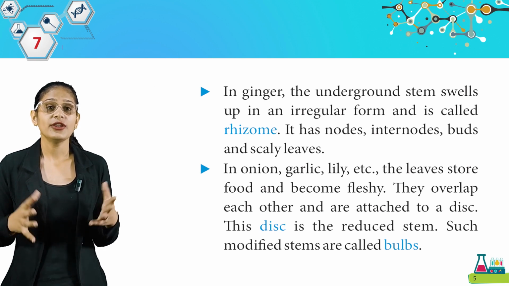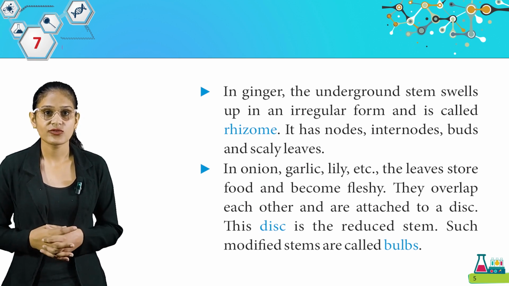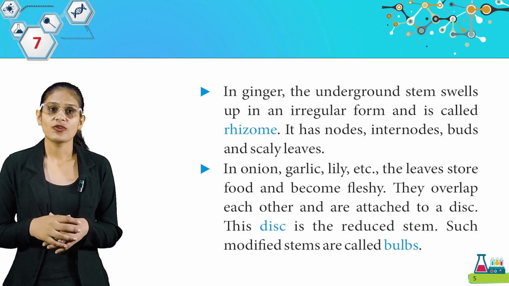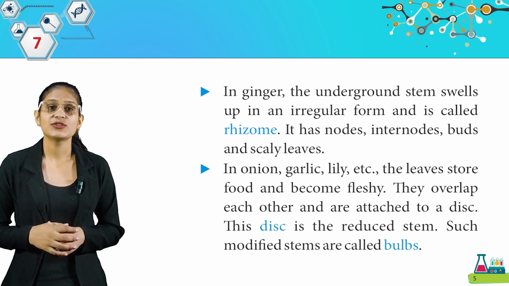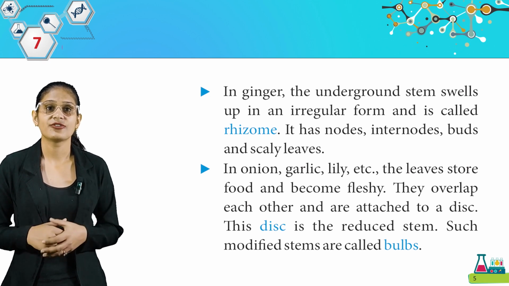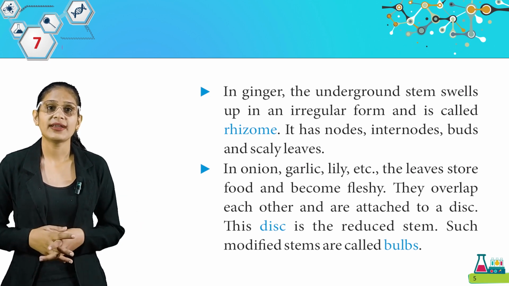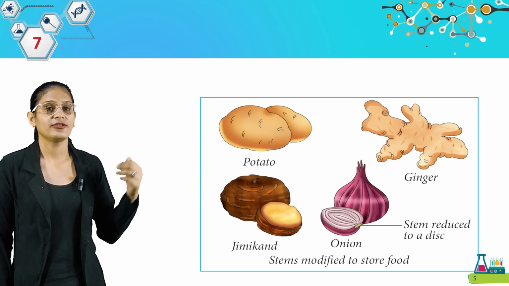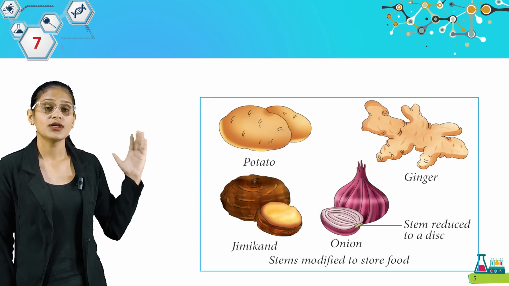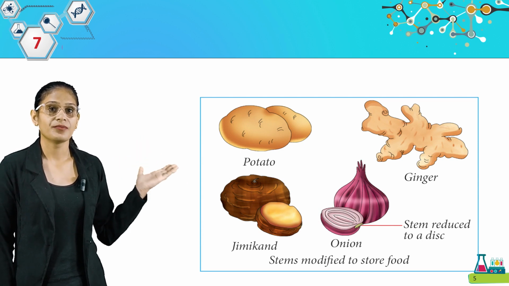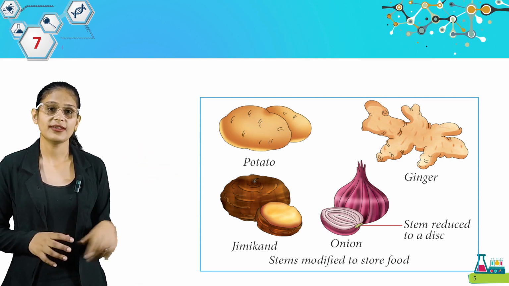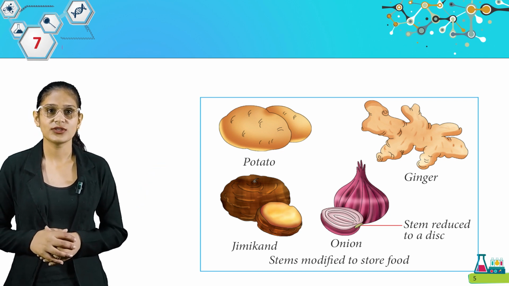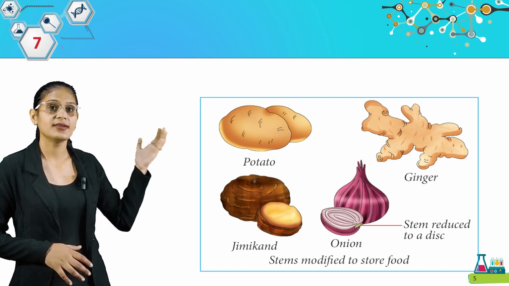Now we have onion, garlic, lily, etc. The leaves store food and become fleshy. They overlap each other and are attached to a disc. This disc is the reduced stem. Such modified stems are called bulbs. Look at these pictures. Stems modified to store food: potato, ginger, turmeric and onion. Now look at this picture of onion, stem reduced to a disc. Get it, students? Now we have the next point, support.